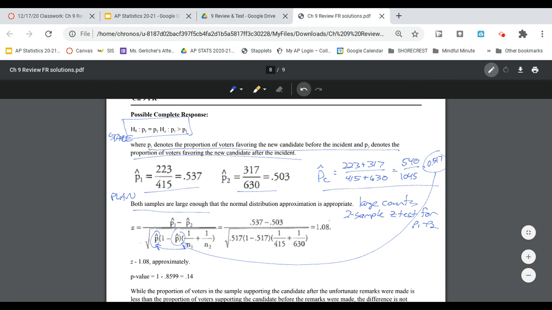So for conditions, do the large counts. You should also, for me, write out that they said it was random and write out the 10% rule. It sounds like on the real AP test, they didn't grade for those, but I want to see all of those. I want to see everything. Okay, so here's the equation.